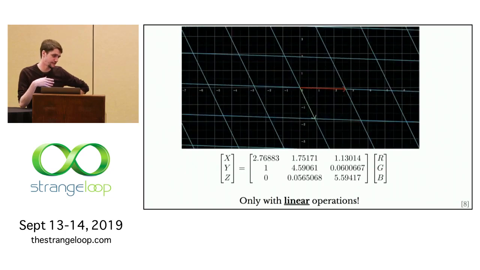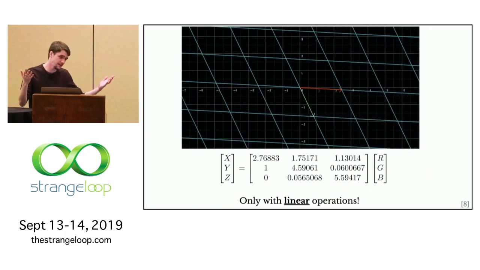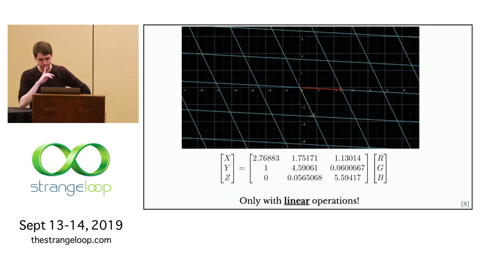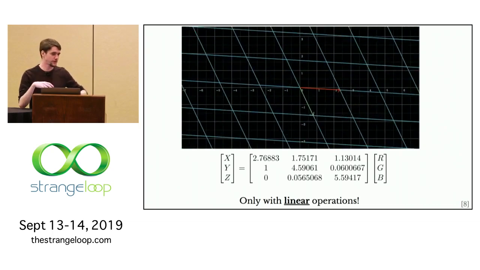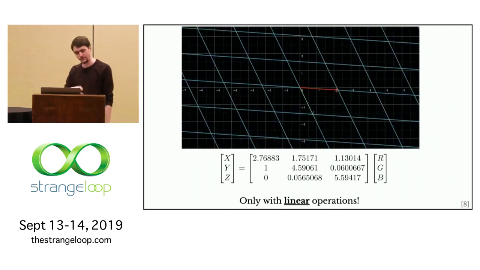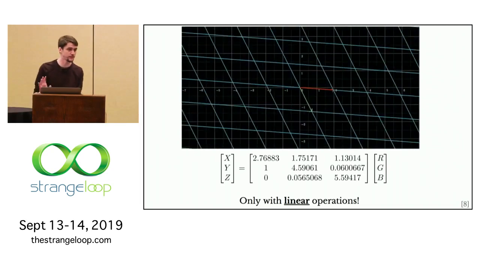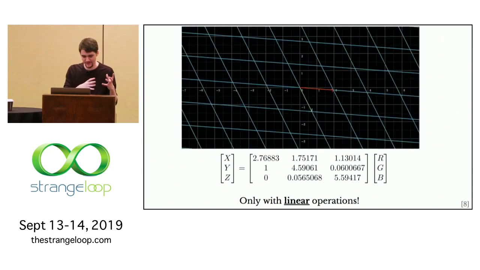An easy way to check to see if your transformation is linear is, can it fit in a 3x3 matrix? If you can, it's linear, you're all good. Otherwise, you can't. It's important that you need this linearity property in order to get that mathematical behavior we talked about. As long as your transformation is linear, then addition and subtraction in that new color space will still recreate the properties of real life. And so this is the property we want.